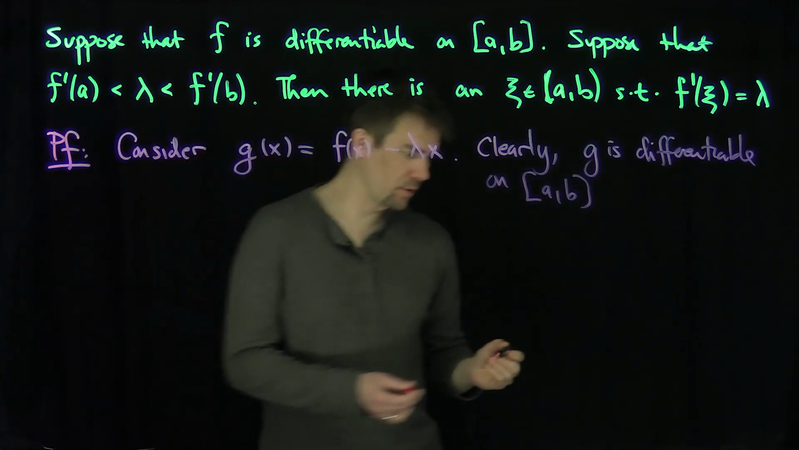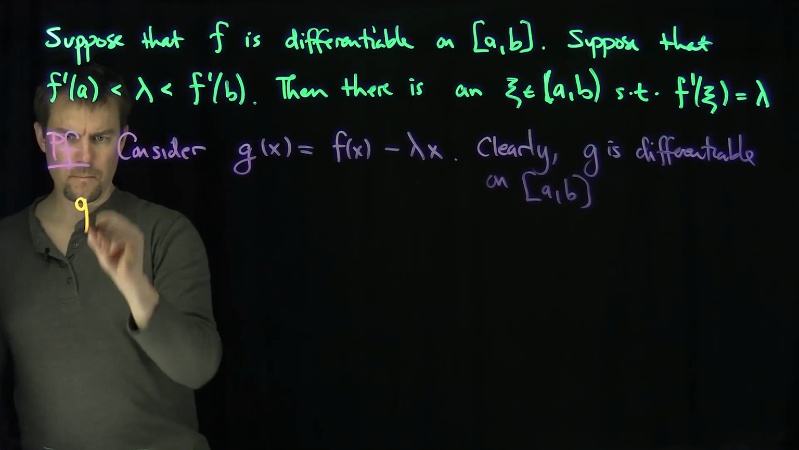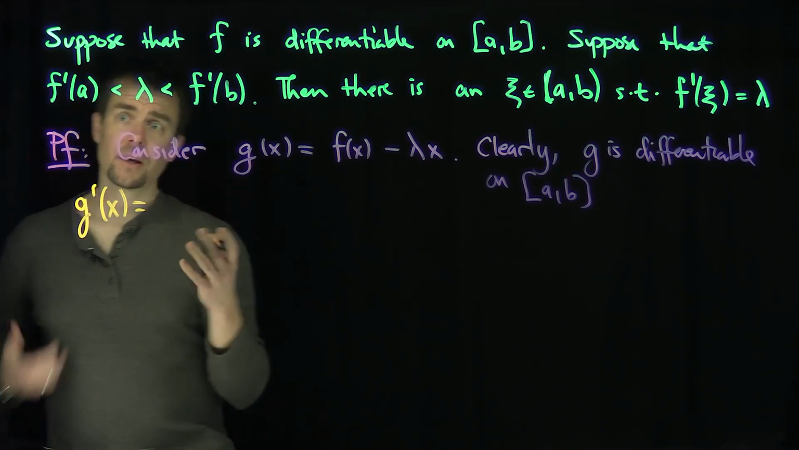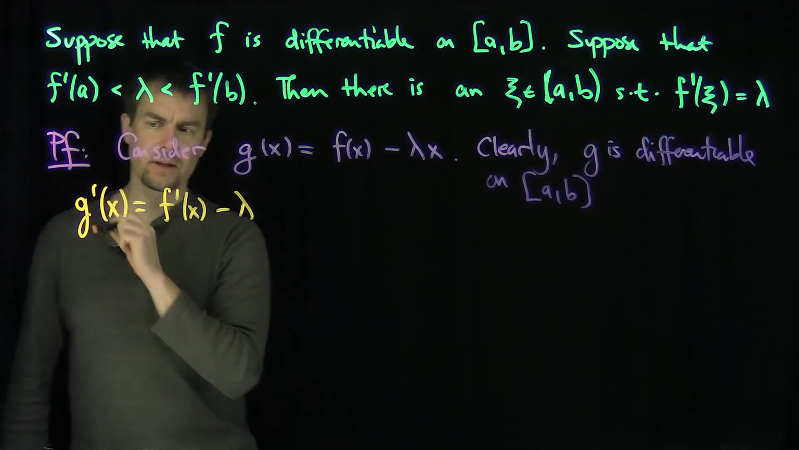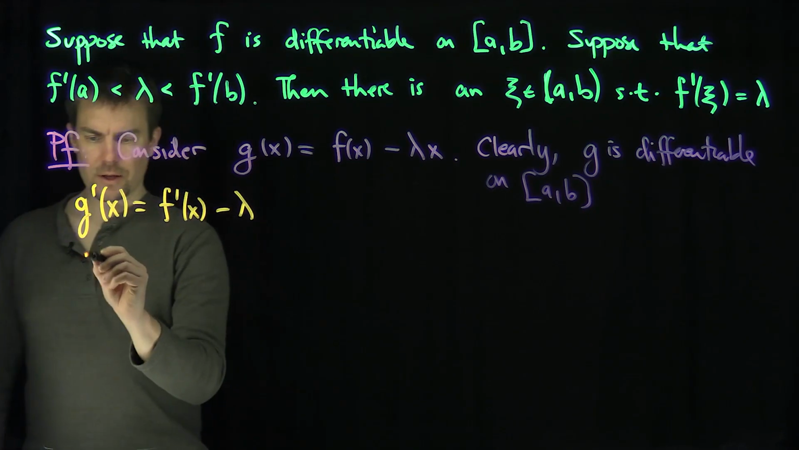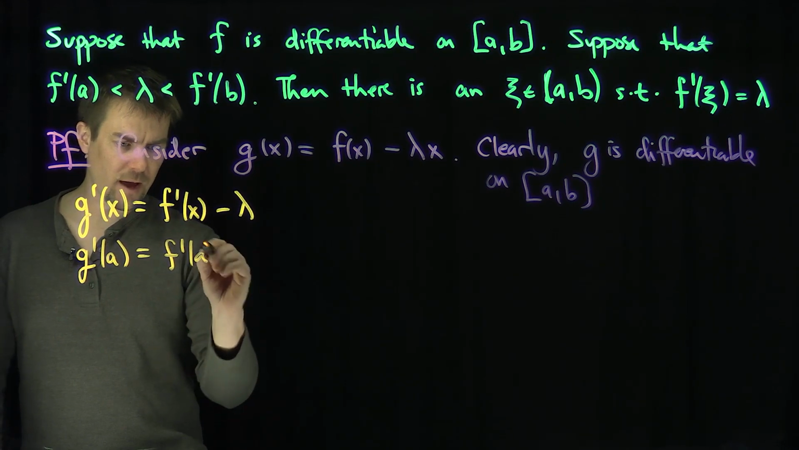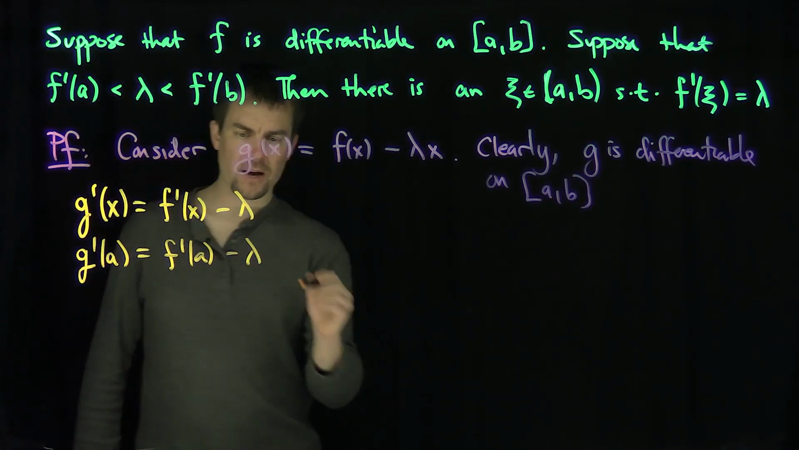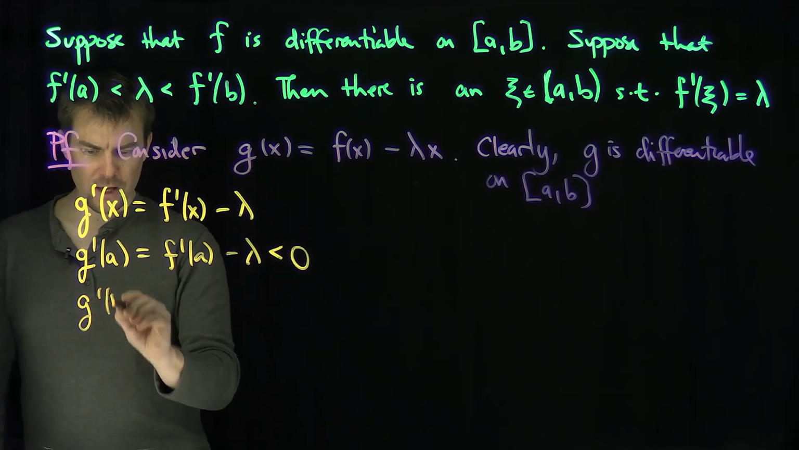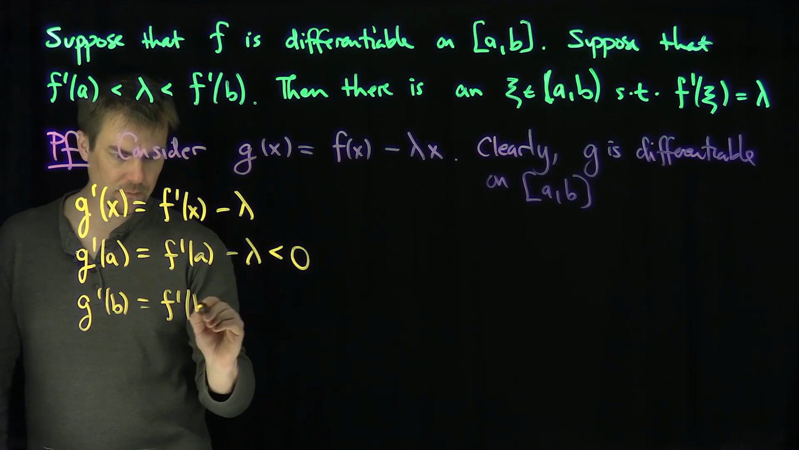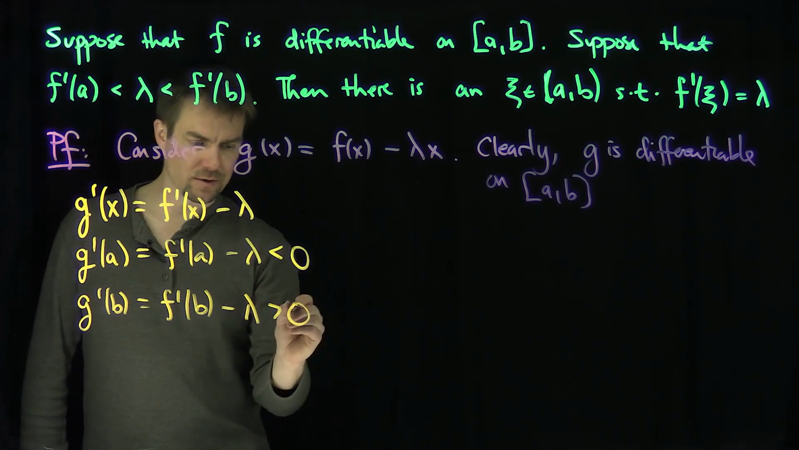So let's compute the derivatives. g prime of x is equal to f prime of x minus lambda. Now I can say two things. g prime of a is equal to f prime of a minus lambda, which is less than 0. So g prime of a is less than 0. And g prime of b is f prime of b minus lambda, but f prime of b is bigger than lambda, so this is strictly greater than 0.